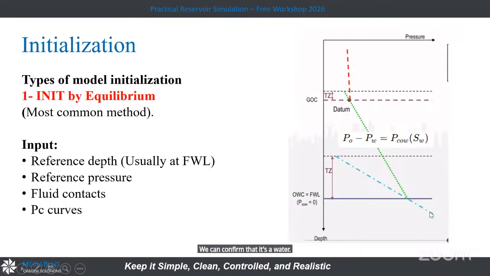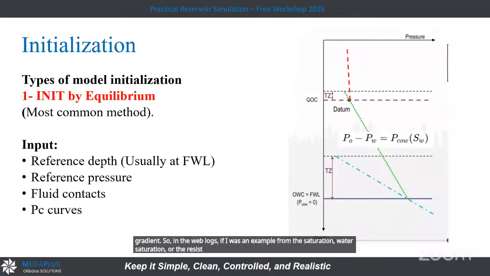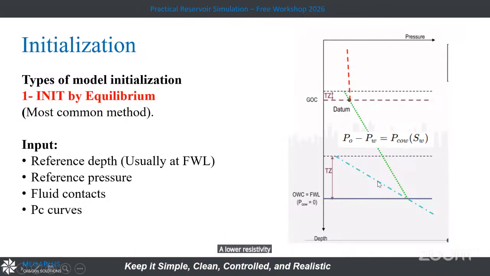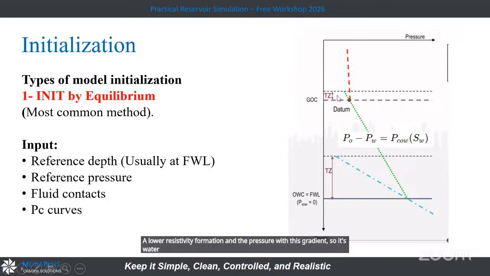So in the well logs, if, as an example, the water saturation or the resistivity log tells me that it's a low resistivity formation, and the pressure has this gradient, so it's water. And in the oil, we'll have this gradient. As I mentioned, the oil gradient could be 0.35, and in gas it will be like that.